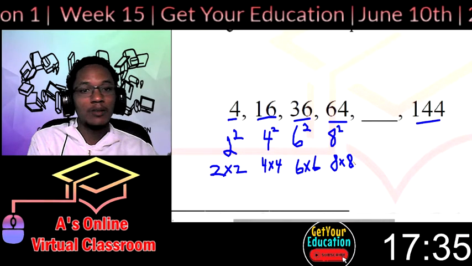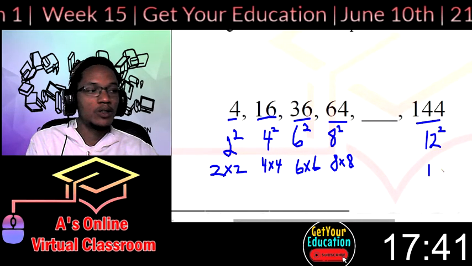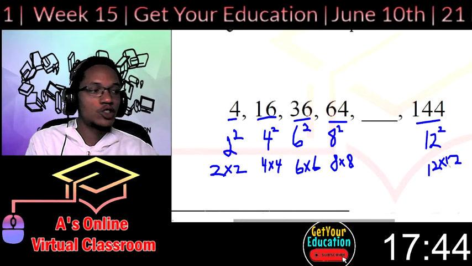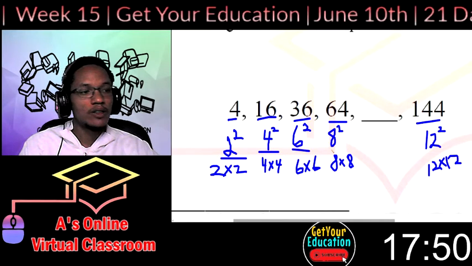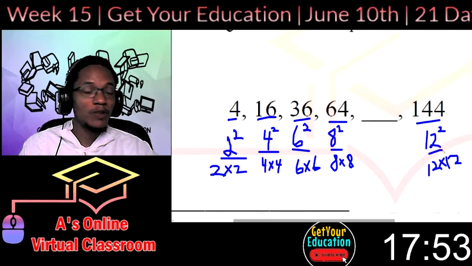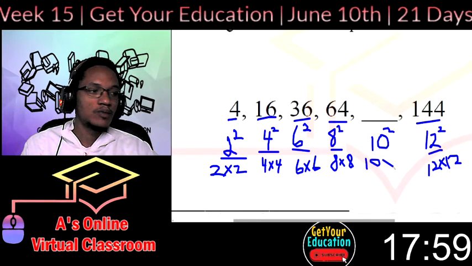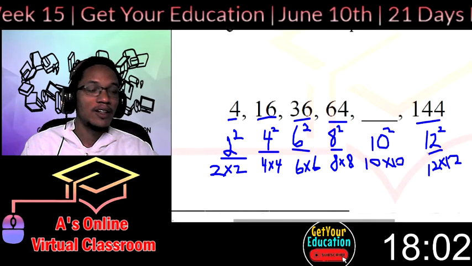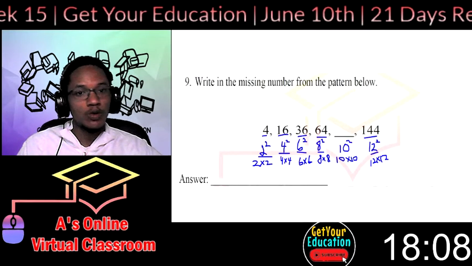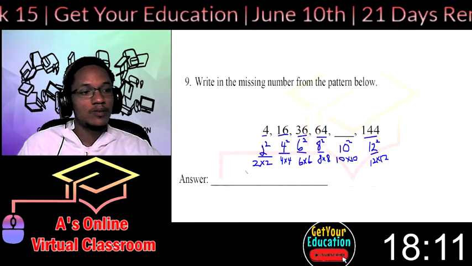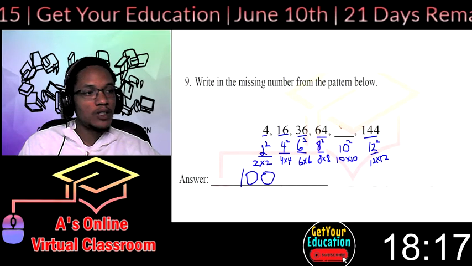And when we look at the last number at the end, that is 12 raised to the power of 2, or 12 by 12. So all of these numbers here are square numbers, but if you notice, they're only using the even square numbers. So the only even number we're missing from this list here is the 10 raised to the power of 2, or 10 by 10. And this is the pattern here. So we all know that 10 raised to the power of 2, or 10 times 10, is 100. And that's it. The number missing is 100.